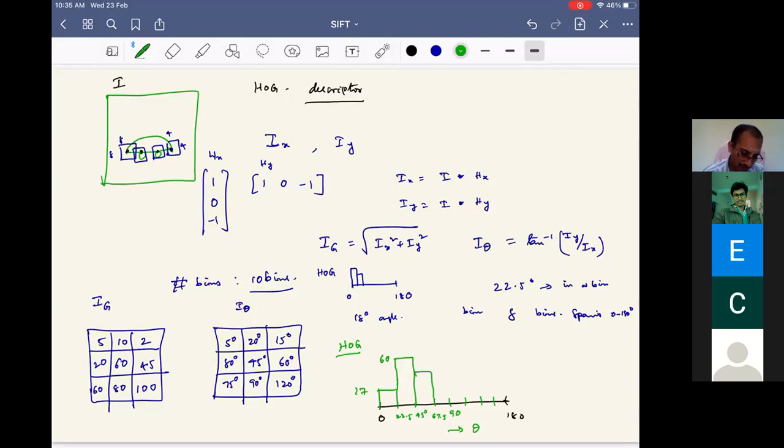67.5 to 90. So you actually have 4 pixels with those angles coming into this bin. And then their corresponding heights are 45, and 60 is already there, right? So then 80, 160. So how much is that? 160. It is 160. Very good.